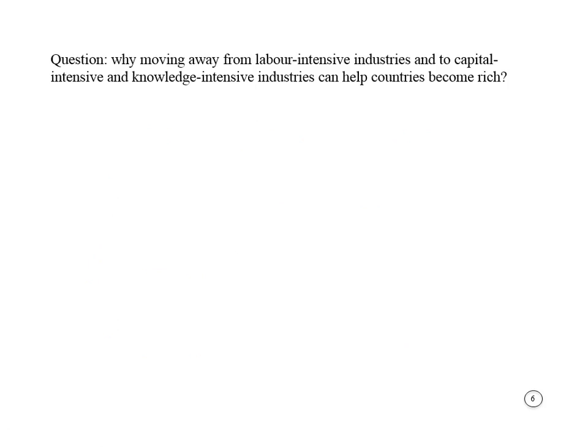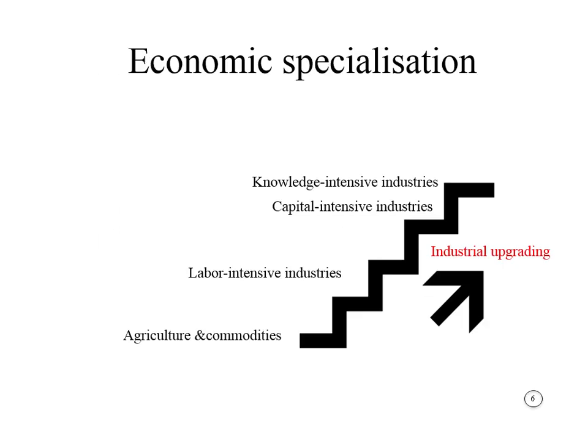Now, I want you to think about this question during the break. Why moving away from labor-intensive industries and to capital-intensive and knowledge-intensive industries can help countries become rich? So basically, why this process helps you become rich. If you specialize, if you move away from this sector to this sector and this sector, why do you become richer and richer? So we have 10 minutes of break.